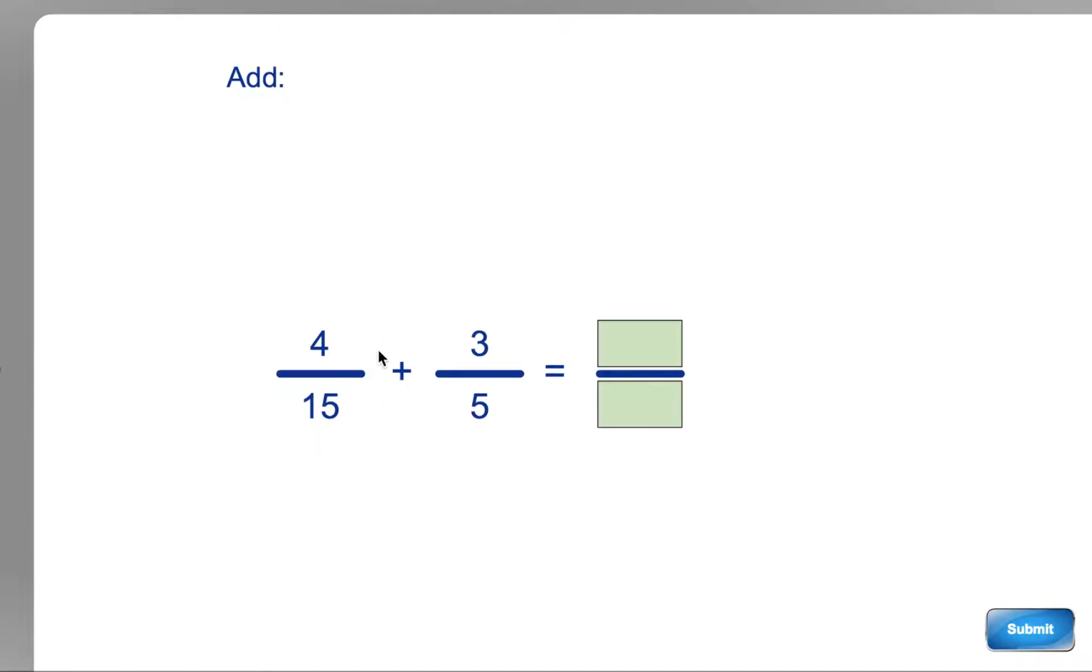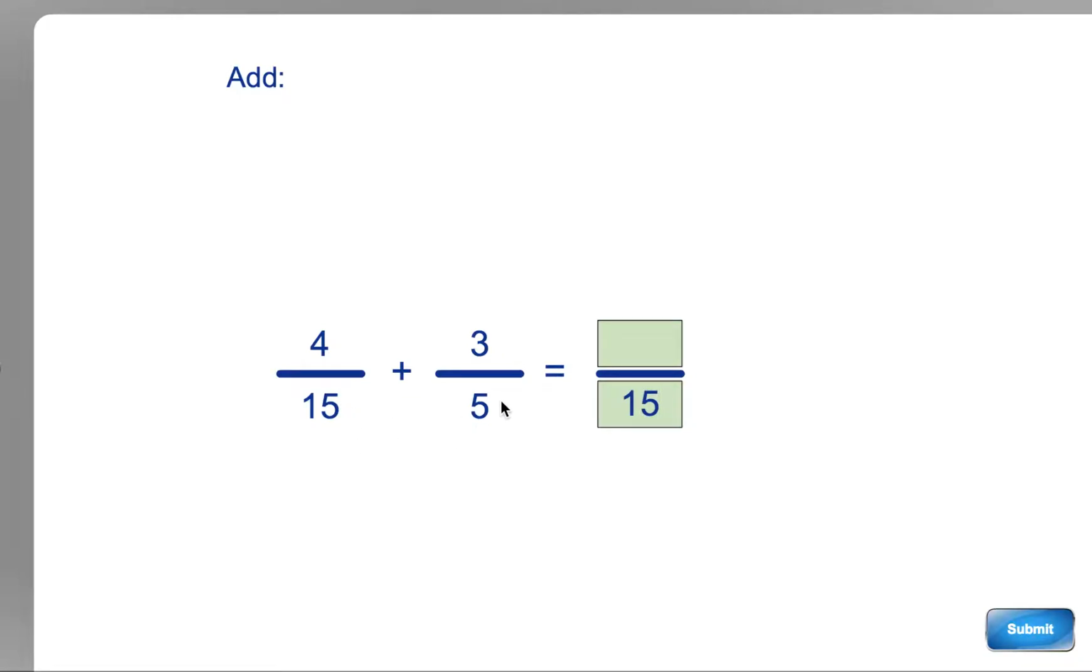So we don't need to do anything to this number here. This number can stay as 4/15. What we need to do with this fraction is also turn it into something out of 15. To do that, you just have to think to yourself, what do you have to do to 5 to turn it into 15? Well, you have to times it by 3. 3 5s are 15. So you do 3 times 5 gets you up to 15.